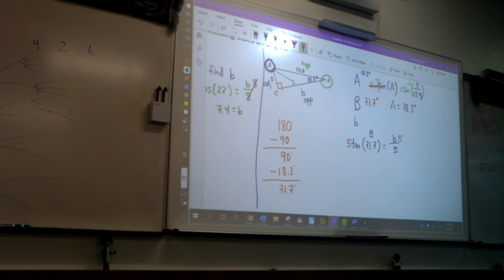So guys, on your calculators, will you do 5 times the tangent of 71.7? 15.1. Eleanor said she got 15.1. Can someone confirm that? Yes, thanks, Isaac. So there we go. Now we have found our 2 missing angles and our missing side. Isn't that great?